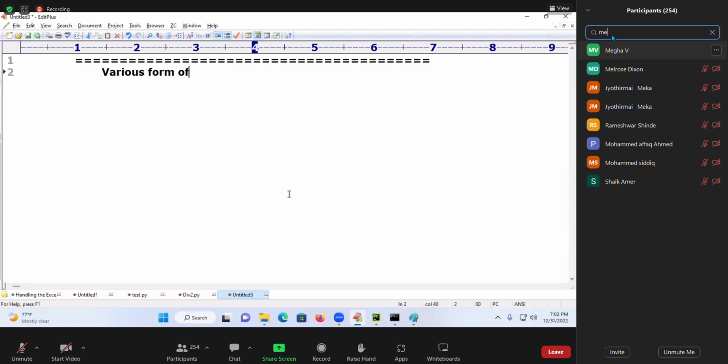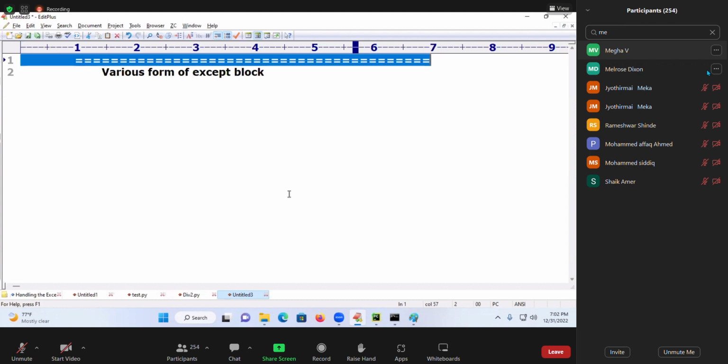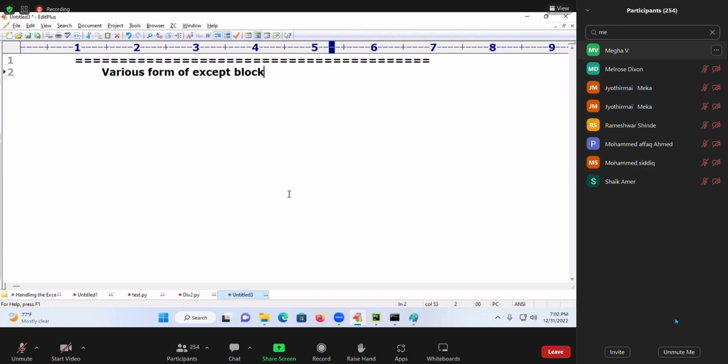various forms of accept blocks. Various forms of accept blocks, I'm going slow. So far we understand only one accept block. Now I'm going to say various forms of what? Accept block. Various forms of accept block we are going to discuss.